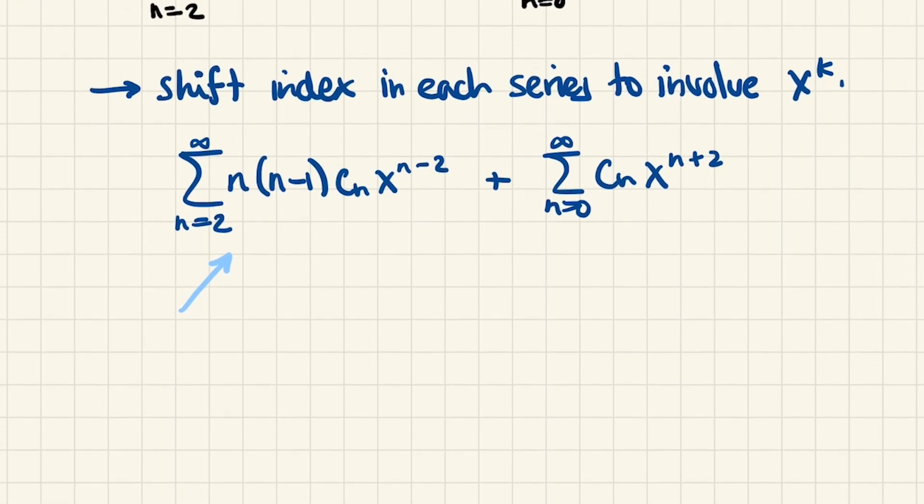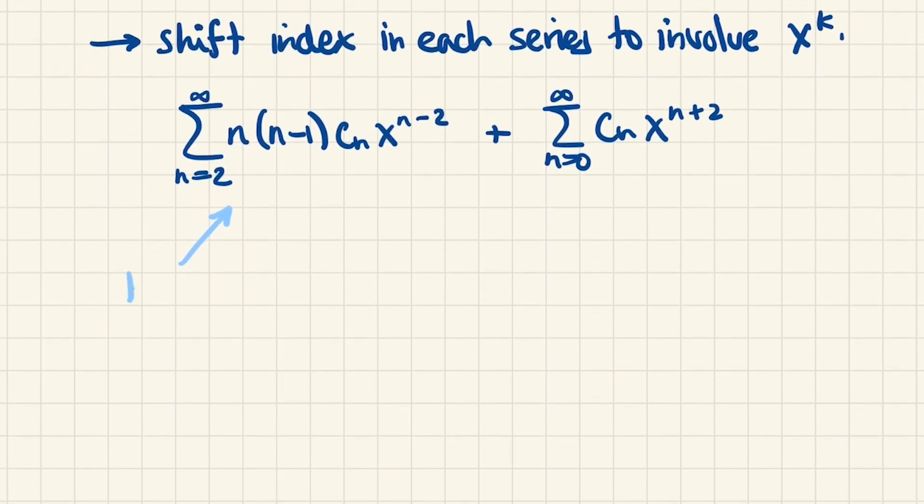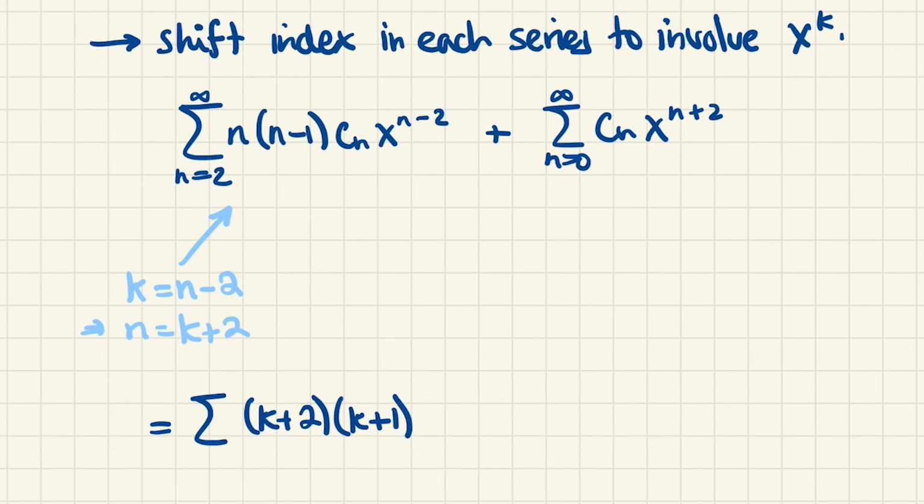So for this particular series, we can see that we want k to equal n minus 2, or n to be k plus 2. So what's that going to give us? Well, n is k plus 2, so we're going to get k plus 2, and then n minus 1, which is k plus 1, and then c sub k plus 2, and then x to the k. And for this series, we can see when n is equal to 2, k is equal to 0.